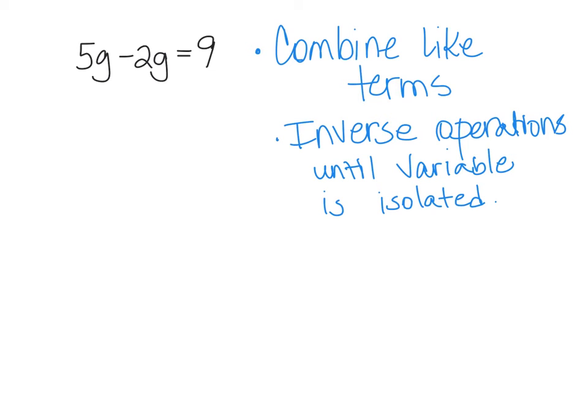All right, so we have combined like terms. 5g and minus 2g, those are the same terms, so we have 3g equals 9. And now this 3 is multiplied by the g, so to undo that, we will divide both sides by 3. Whatever we do to one side of the equation, we must do to the other side, and so we end up with g equals 3.